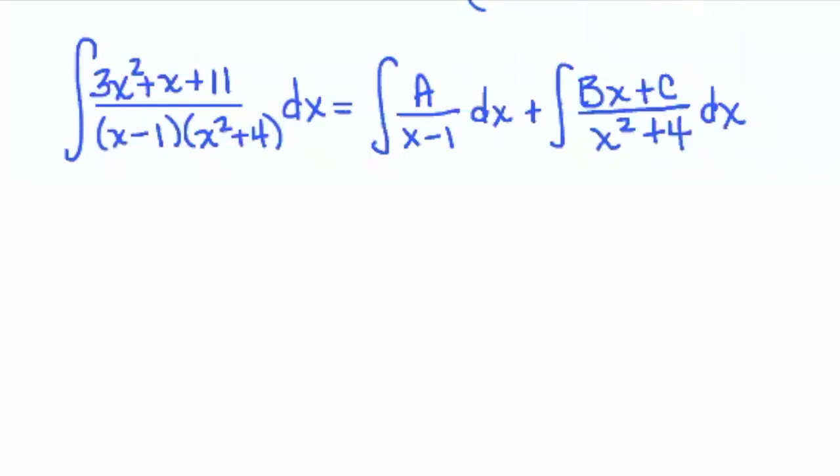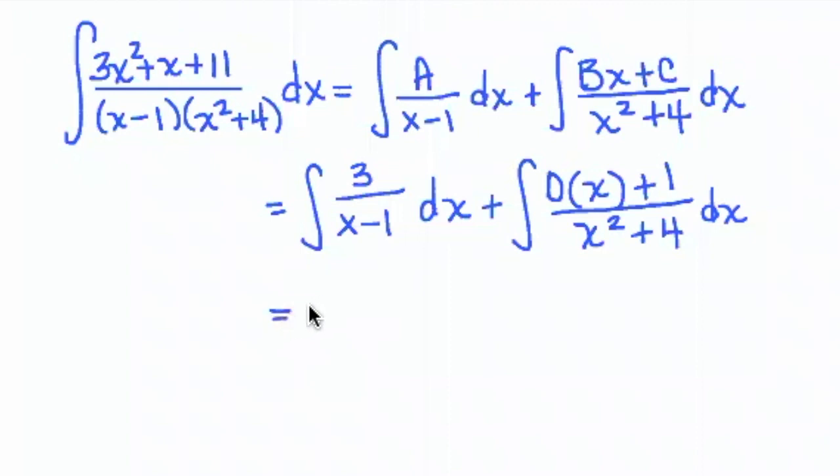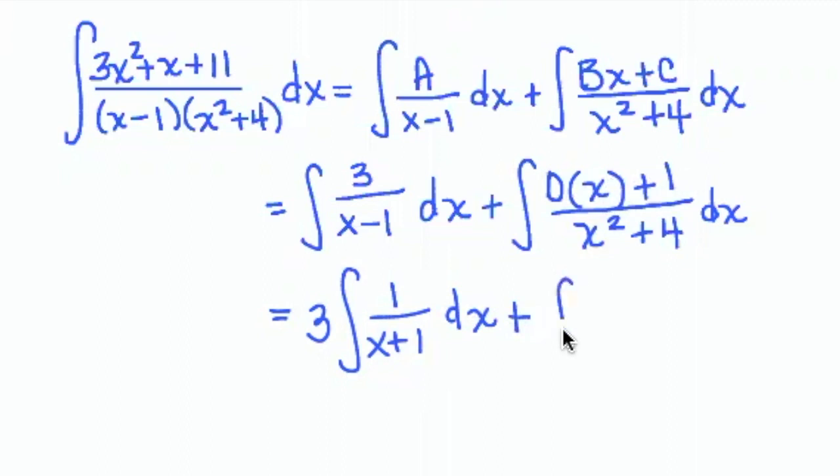I can now write my integral in its partial fraction form. I'll go ahead and fill in the values for a, b, and c. And now I'll clean things up a bit. I'll take my constant out in front to prep this first integral for integration. And in the second integral, 0 times x is just 0. So I'm really just integrating the fraction 1 over x squared plus 4.